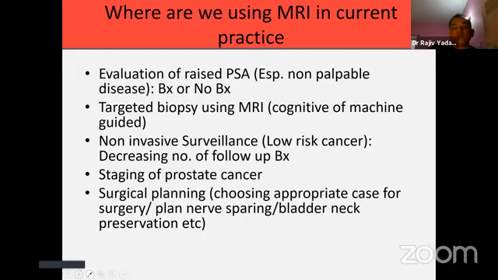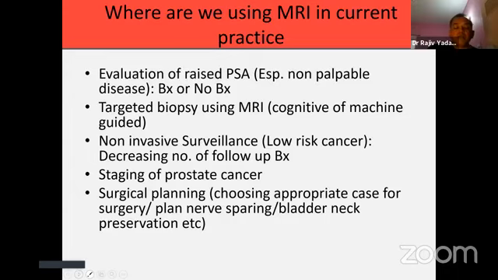More and more usage of this MRI is being done in non-invasive surveillance, especially for low-risk cancers. This way we can probably decrease the number of follow-up biopsies as well. None of the patients want repeated biopsies while they are on surveillance, and that is one thing which sometimes keeps a patient away from surveillance also. So MRI can help us in that. Of course, we have been using it for staging of prostate cancer.